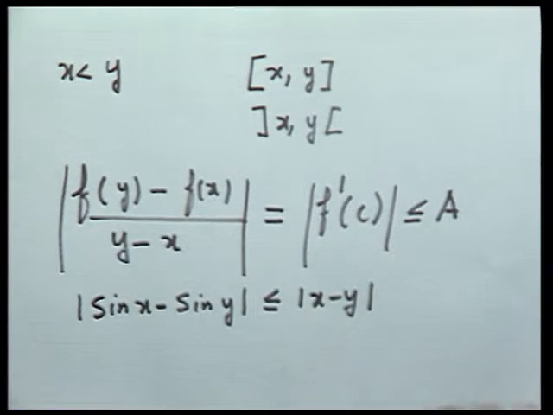You can check this very easily. For any real numbers x and y, this will be true. Mod of sin x minus sin y is less than or equal to mod of x minus y, because the derivative of sin is cosine, which is always bounded by 1. So, the a that we had would be equal to 1.